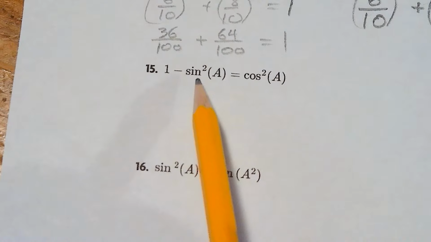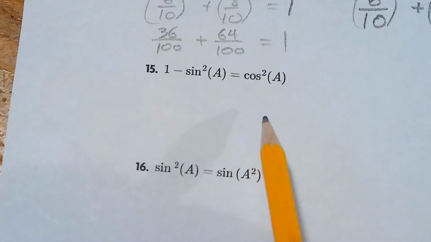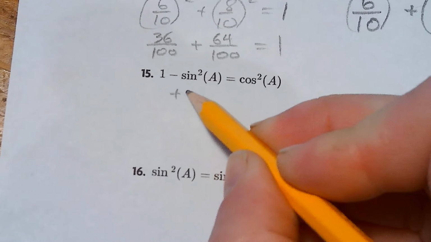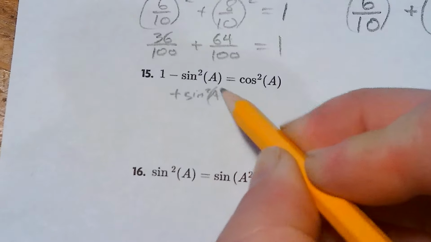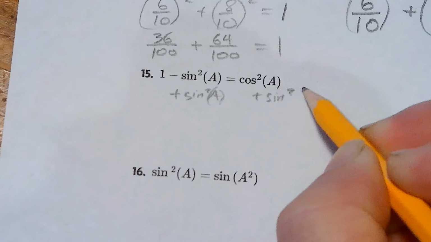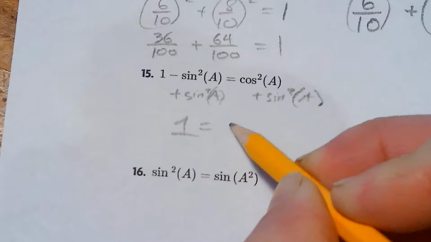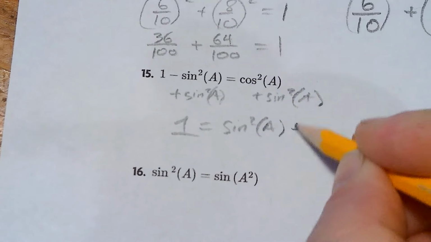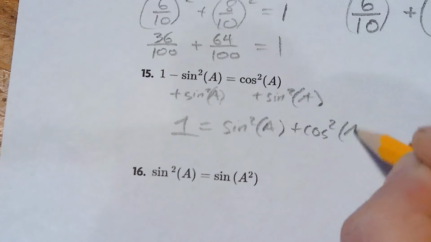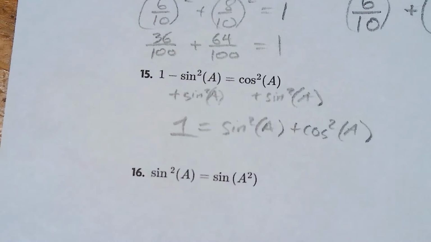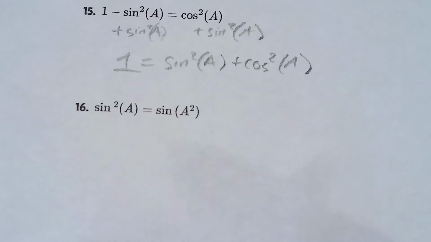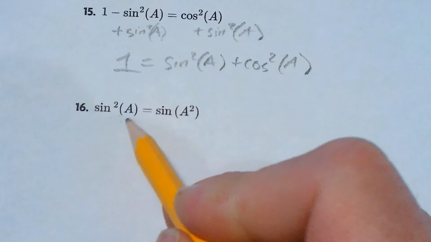One minus sine squared of A equals cosine squared of A. Isn't this just a rearranged version of the last one? Because if you add sine squared of A, you get 1 equals sine squared of A plus cosine squared of A. So if you're wondering what is going on, we're just looking at some algebraic implications of these cool ratios that we found.